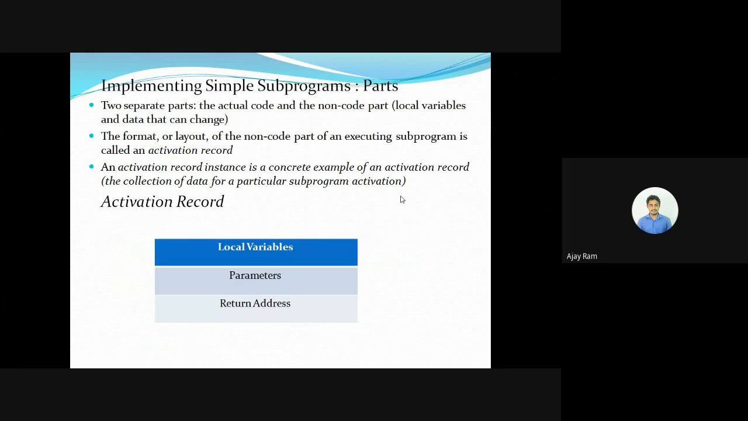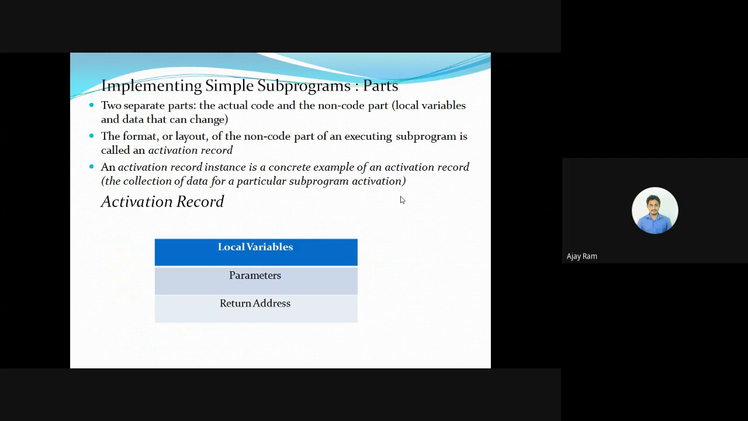Now let's see the way to implement a simple subprogram. For any subprogram, we have two major parts. The first one is the actual code, which is the coded part, and the second one is the non-coded part. The coded part includes the programming language code we use, and the non-coded part includes the local variables and the data which change dynamically. The format of the non-coded part of an executing subprogram is called an activation record.